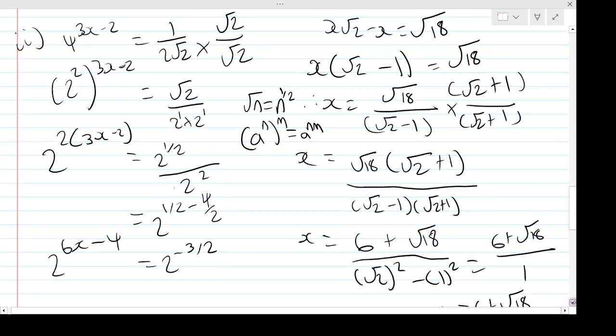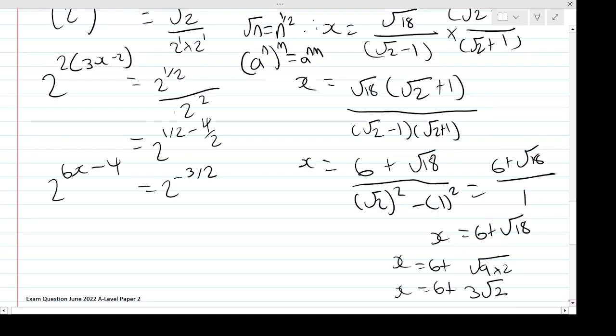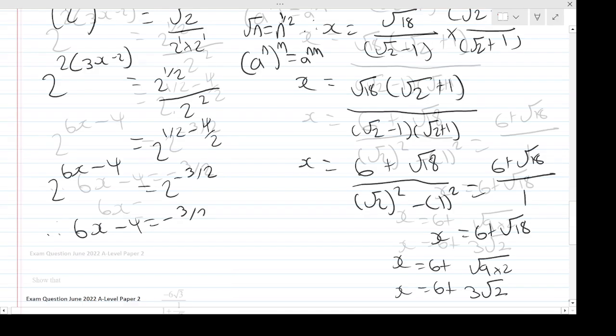And now notice I have exactly the same base, the big number, being raised to different powers. If these are equal to each other and the base is 2, then the powers have to be equal for that to happen. So I can equate the powers, like I discussed a few minutes ago. 6x minus 4 then has to equal minus 3 over 2.